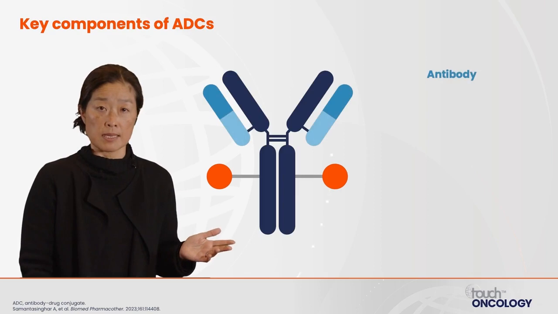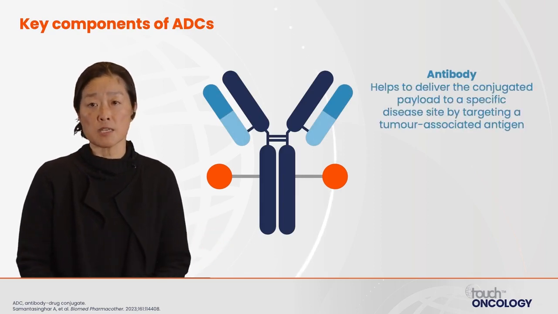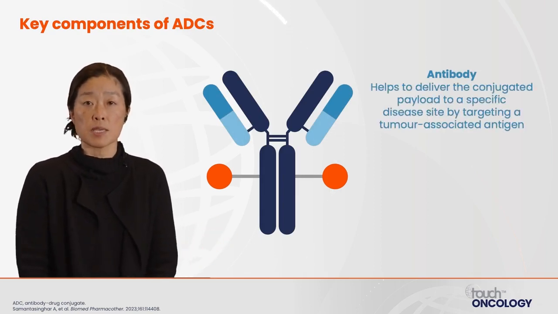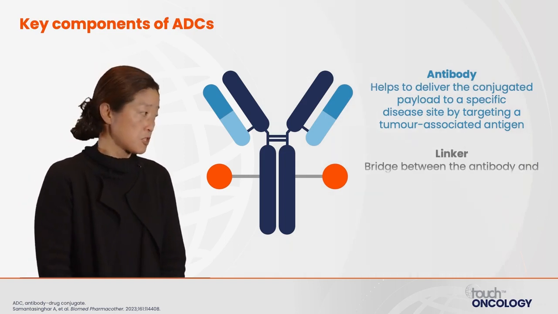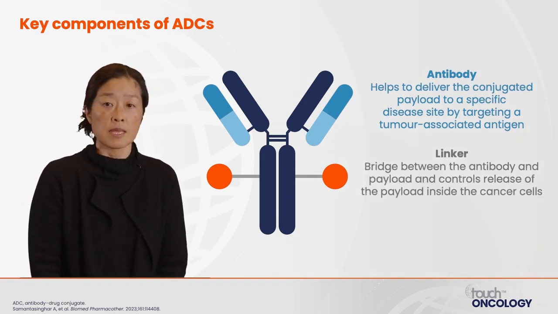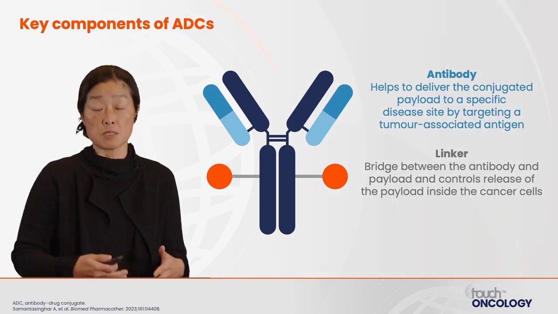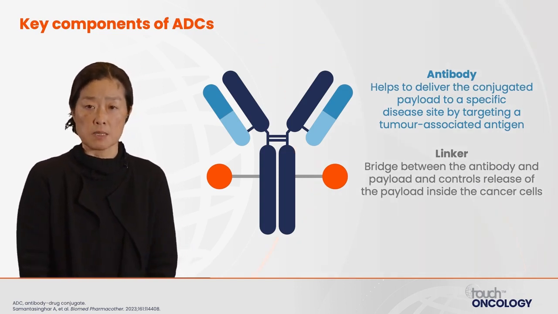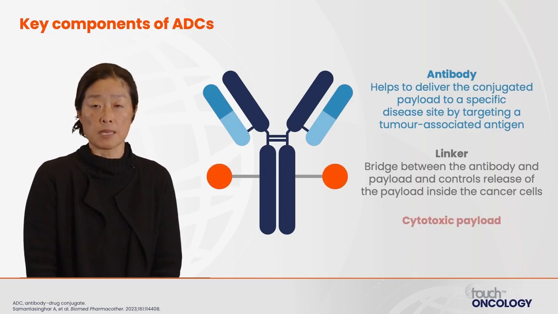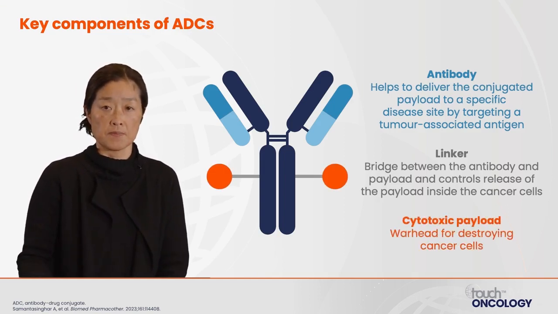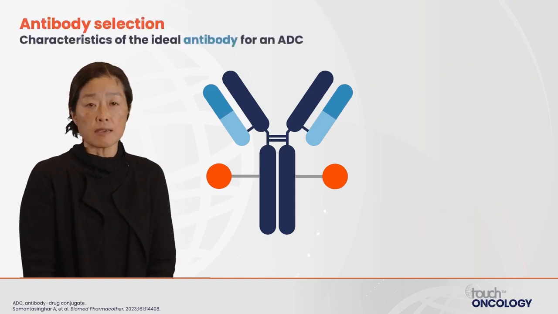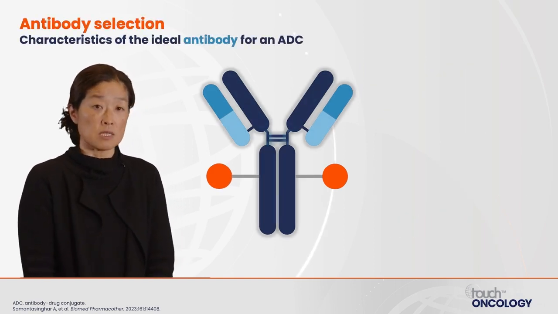First, there's the antibody. This helps deliver the conjugated payload to a specific disease site by targeting a tumor-associated antigen. The linker is the bridge between the antibody and the payload and controls the release of the payload, hopefully as much inside of the cancer cells as possible. And finally, the cytotoxic payload. This is the chemotherapy warhead for destroying the cancer cells. There are many characteristics that we think about when we think about each of these components.